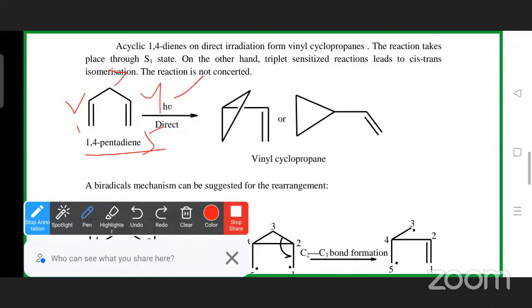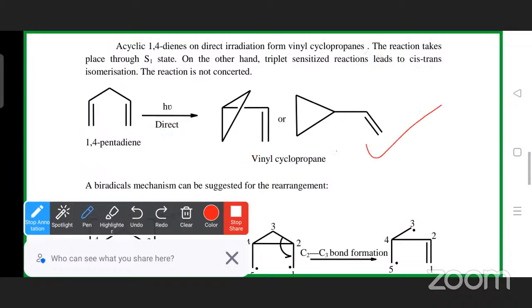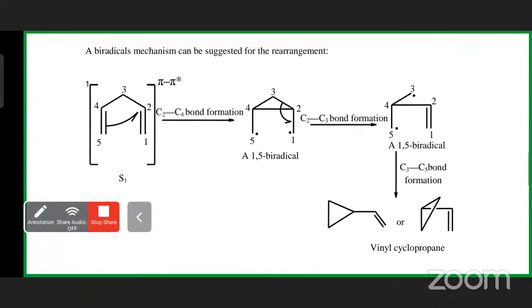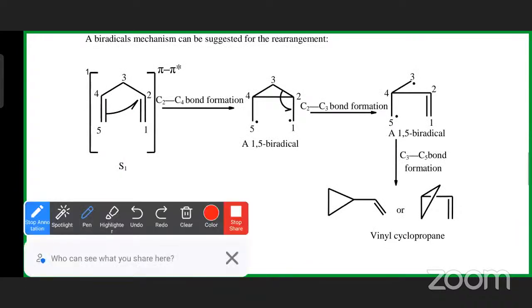Upon direct irradiation, the products are the vinyl cyclopropane. This part is the vinyl, and this is your cyclopropane. So the 1,4 dienes give vinyl cyclopropane derivatives. And you see the mechanism of this Zimmermann rearrangement or di-pi-methane rearrangement reaction.